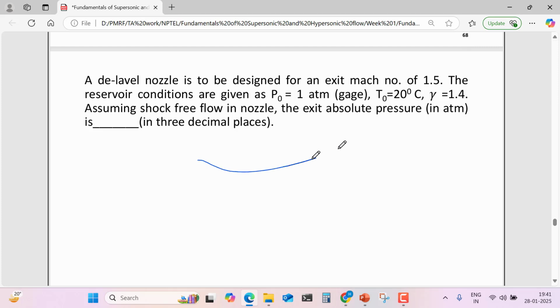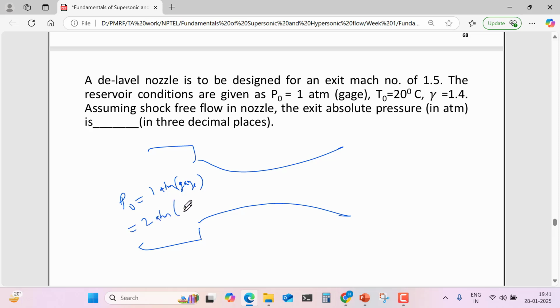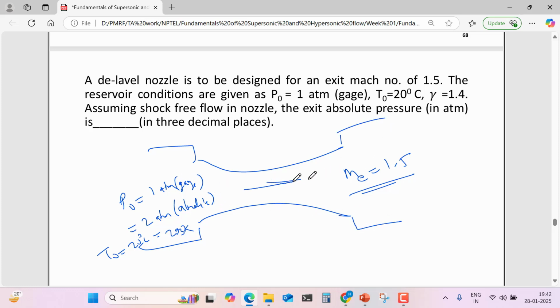So let's say this is the CD nozzle. We are given P0 equal to 1 atmosphere gauge, so in absolute it will be 2 atmosphere. T0 will be 20 degrees Celsius, which will become 293 Kelvin. And the exit Mach number is 1.5. This is a supersonic Mach number. So the exit Mach number can be supersonic only when there is isentropic flow throughout the nozzle. We have seen that before.